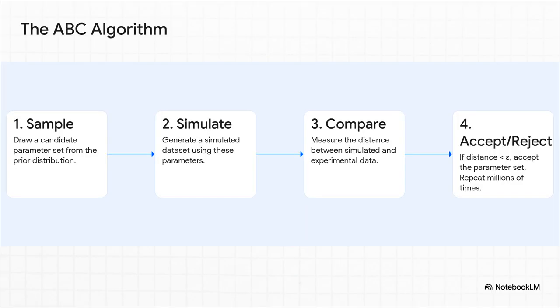The idea behind ABC is actually pretty simple, but it's also kind of brilliant. Instead of trying to calculate a complicated likelihood, we just simulate things. Here's how it works. You grab a parameter set from your prior guess. You use it to simulate a fake data set. Then you compare your fake data to your real data. If they're close enough, if the distance between them is less than some small number you decide on, you keep that parameter set. If not, you throw it away. And you just do this over and over and over again, maybe millions of times. And that pile of parameter sets you kept, that's your approximate posterior distribution.